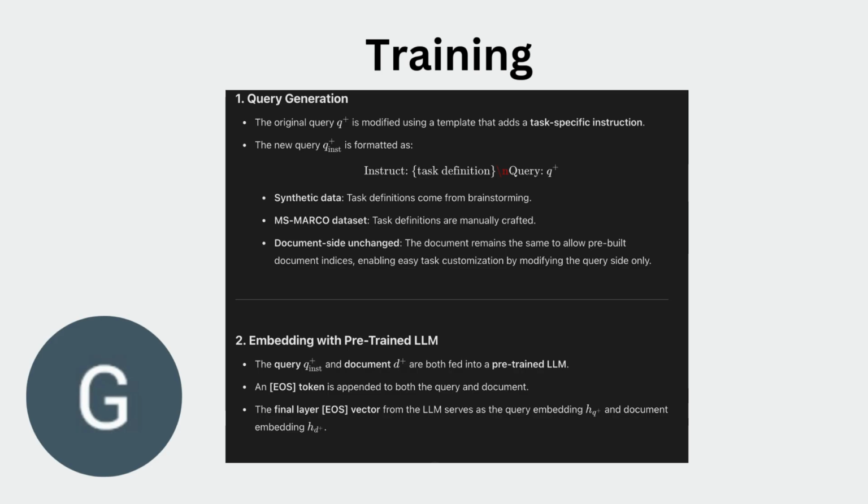The second step is generating the embeddings of the query and the document. You basically append an EOS token to the query and the document. You pass it through the pre-trained LLM and then you take the embedding of the EOS token as the embedding for the entire sequence. So that's the second step of the process, generating the embeddings for the query and the document.